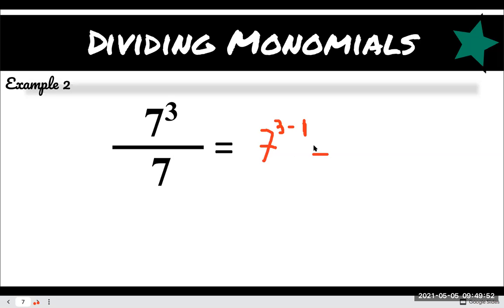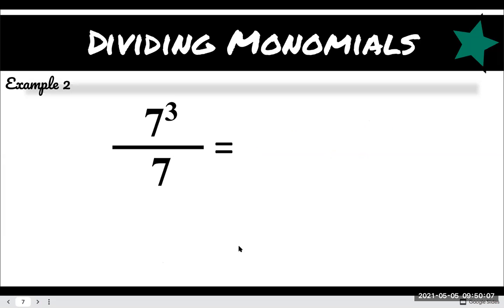So we just subtract that, meaning subtract the powers, and that will give you 7 to the second power. Cool. Yes, sir. All right.